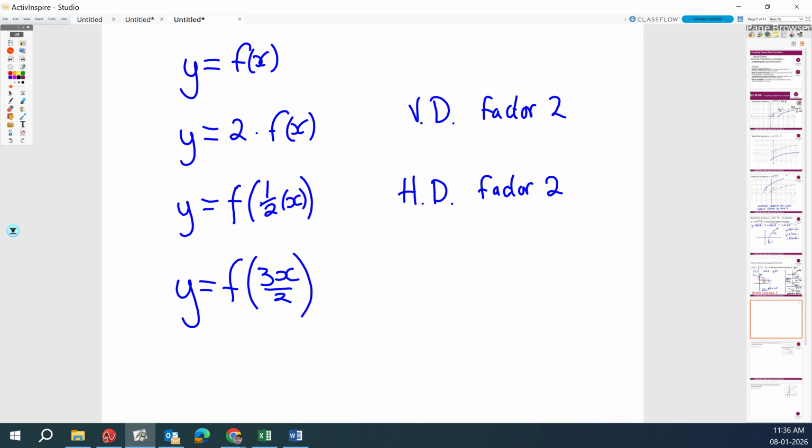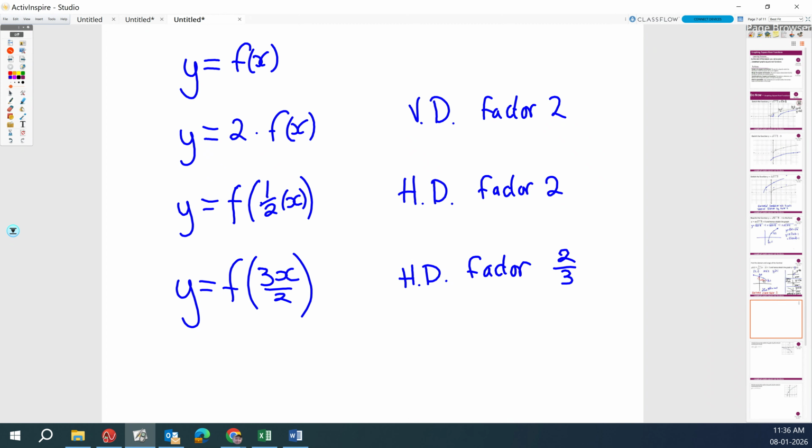What's this? Vertical or horizontal? Horizontal. Horizontal dilation by 2 or factor 3. By 2 or 3. 2 over 3. So you just flip it, even if it's outside? No, not if it's outside. Never if it's outside, only if it's inside.